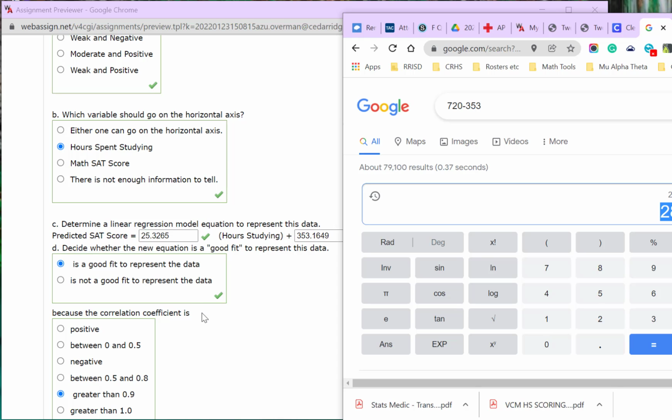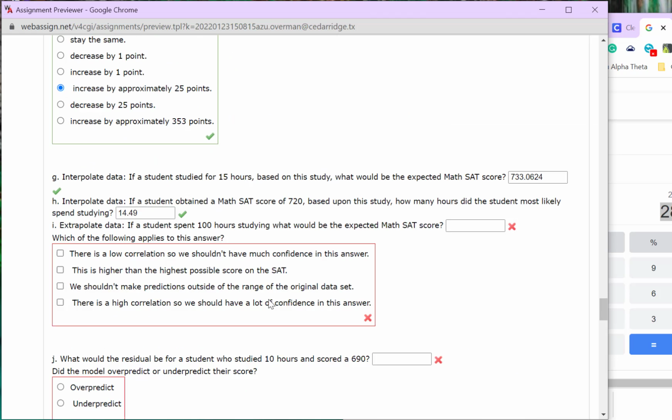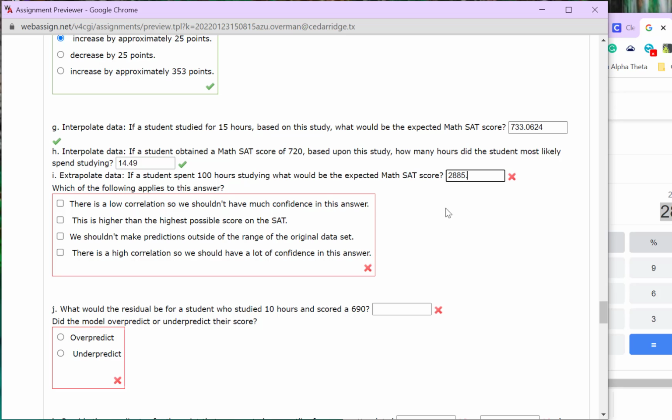2885 is our expected score. There ain't no such thing, but we're going to put it in anyways. All right. Which of the following applies? We shouldn't make predictions outside of the original data, and this is higher than the highest possible SAT score. We do not have a lot of confidence.